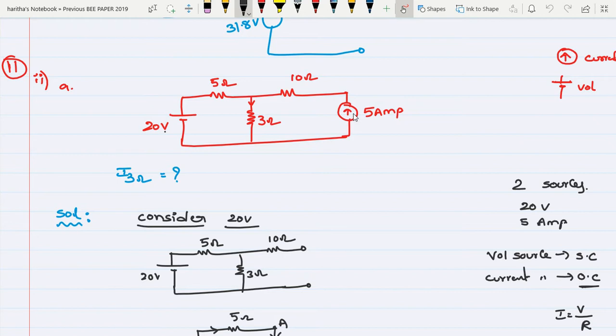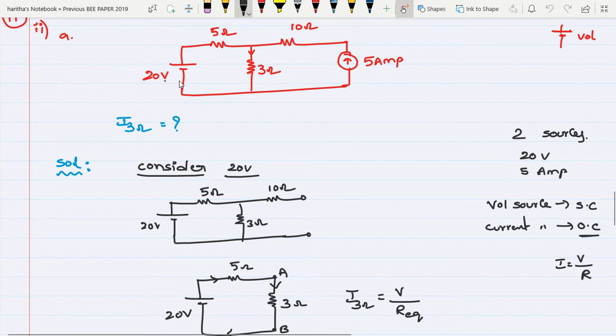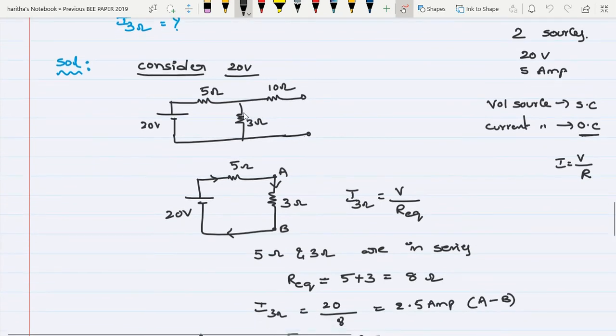Suppose in addition to this 5 ampere, one more voltage source is there. Then what will you do? You have to remove that voltage source also by making short circuit. So in this case, other than this 20, only 5 ampere source is there. I am making it as open circuit. So just redraw the circuit by open circuiting the current source. Now in this 10 ohm resistor, there will not be any current flowing through it. Then no need to consider this 10 ohm resistor. So it is a redundant branch. So remove the 10 and redraw the circuit.